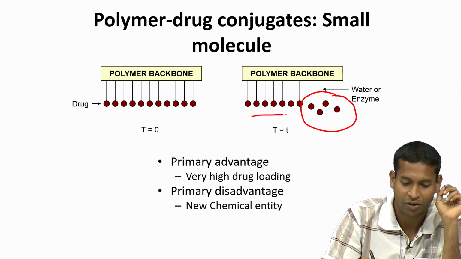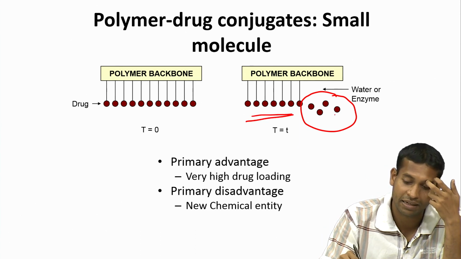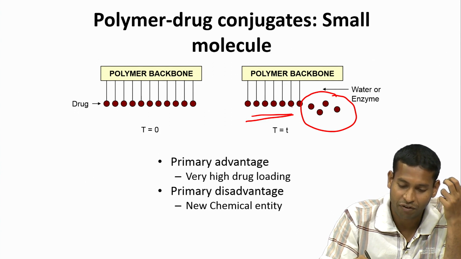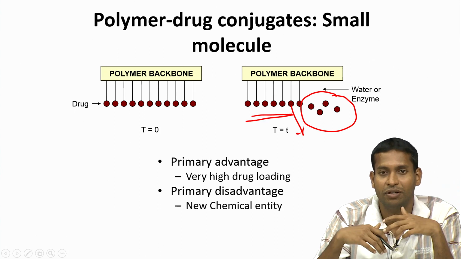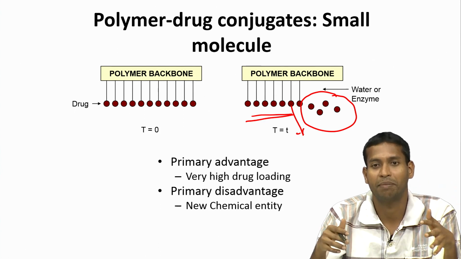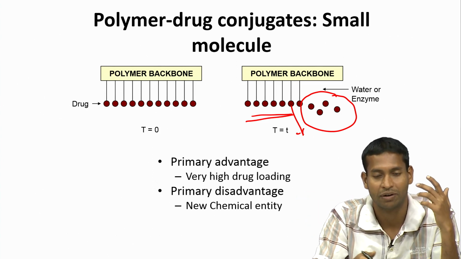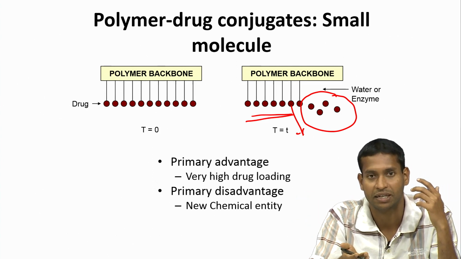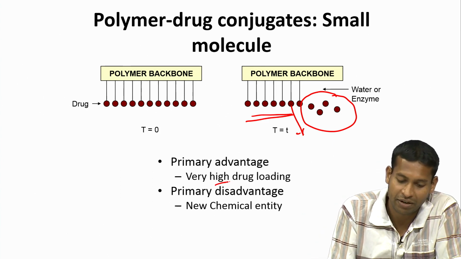So this drug is not going to reach the toxic levels, and then because it is going to take time for it to come out, what will happen is, instead of only remaining in the system for 1 hour, it is going to remain in the system for, let us say, 1 day, or depends on how big the polymer is and how much you are injecting. So the primary advantage here is you have a very high drug loading.